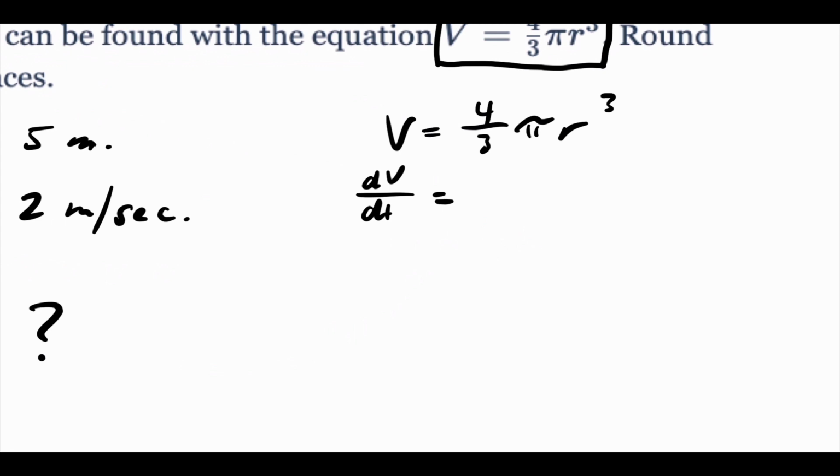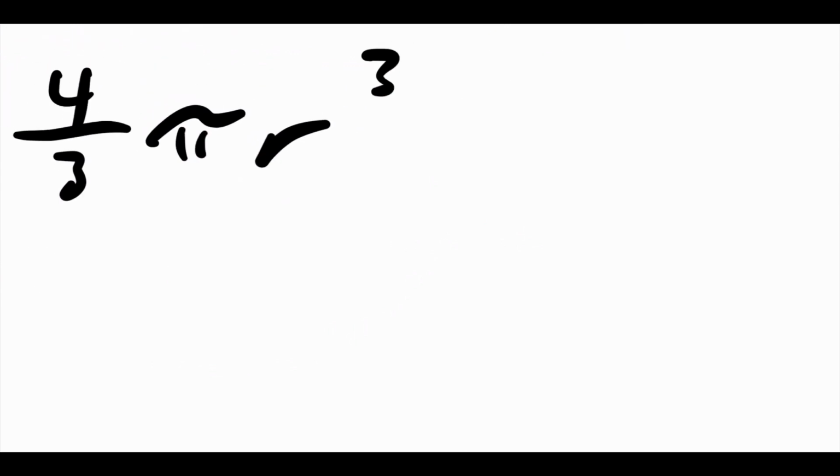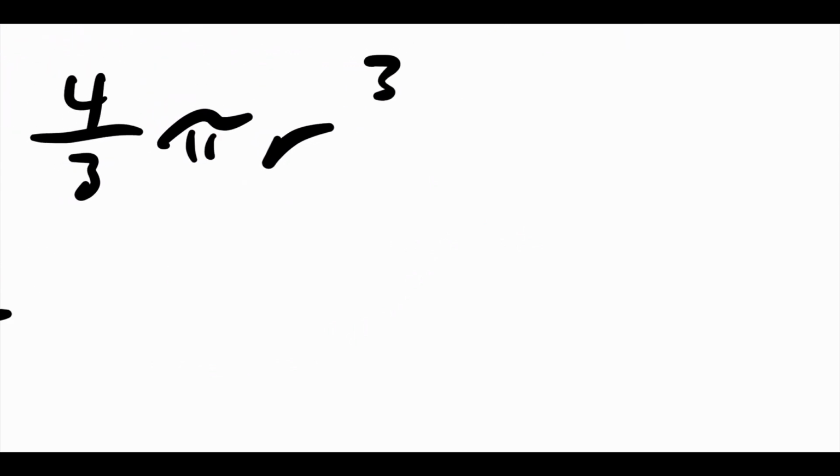Here's kind of a trick question. How would I find the derivative of 4/3 pi r cubed? A lot of times people see this part right here and they're like, oh, you're going to use the product rule. Do I need to use the product rule for that?